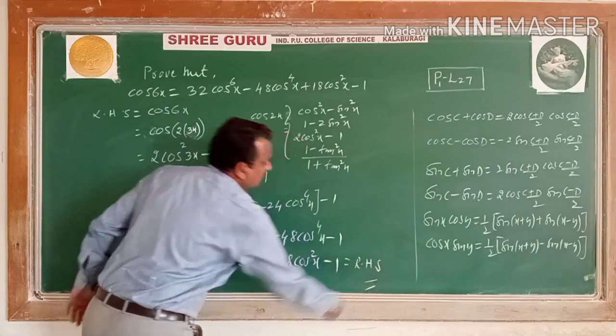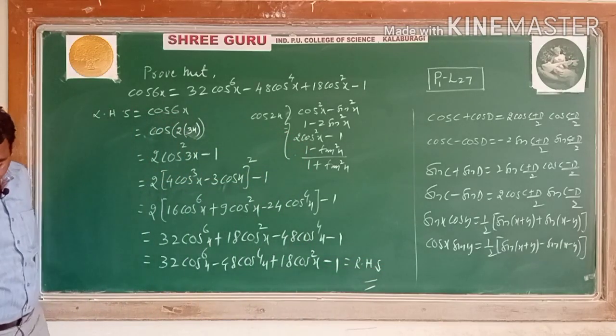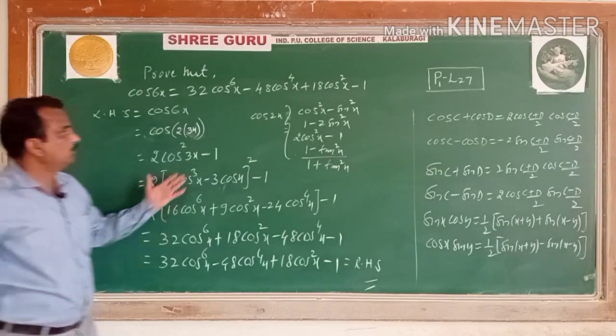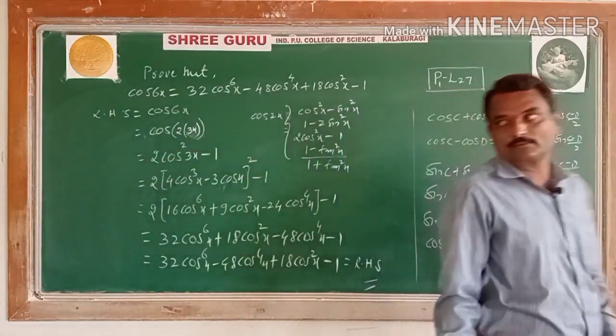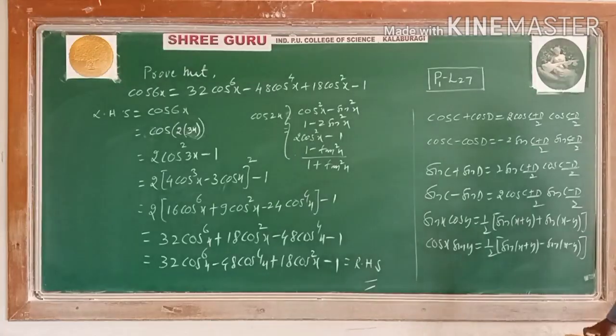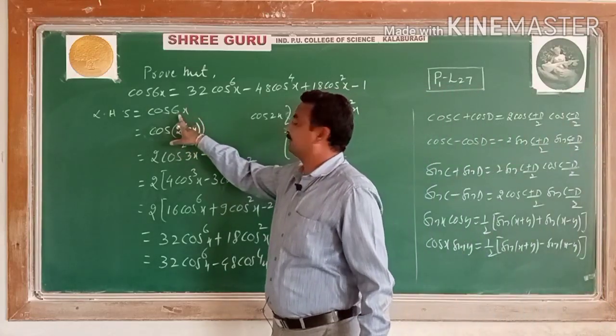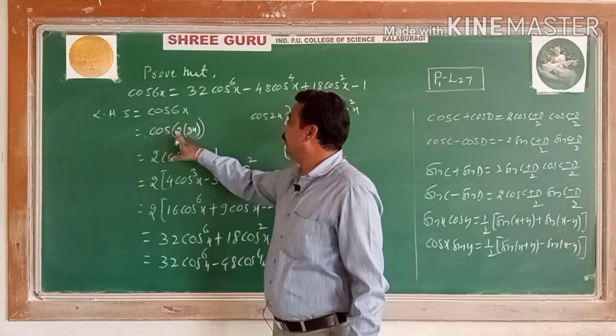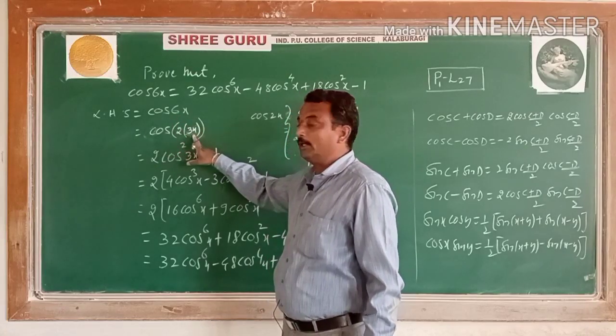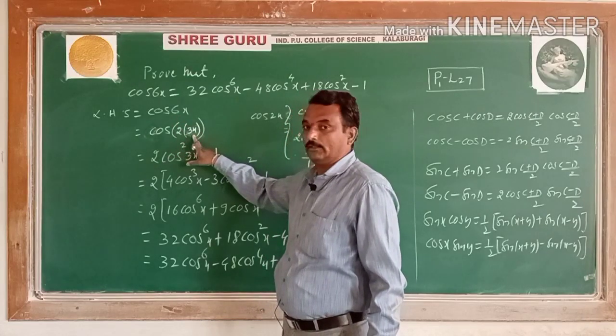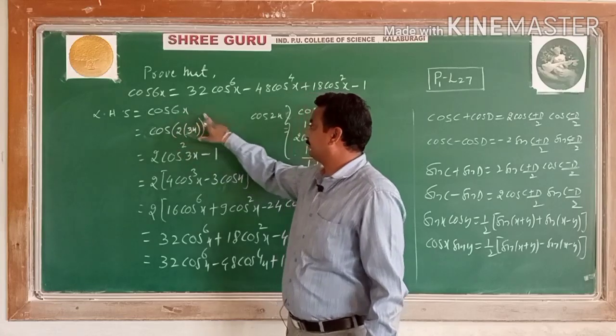This is in terms of multiple angles. You may convert in terms of multiples. So you will get this RHS term. This is the RHS of the first example, students. We have taken it in the form of multiple angles. This 6x we have written as 2 into 3x, multiple of angles, 6x, 2 times 3x.